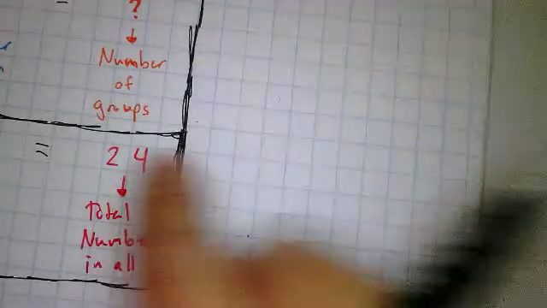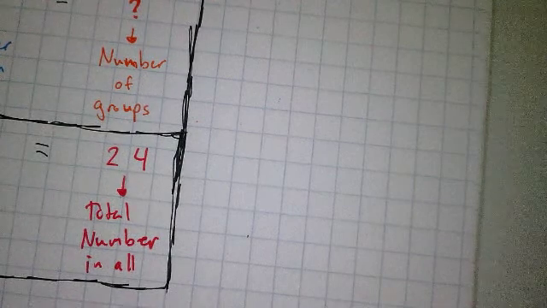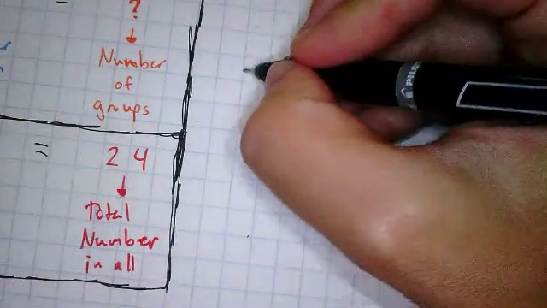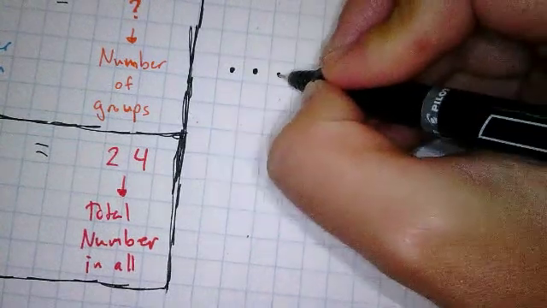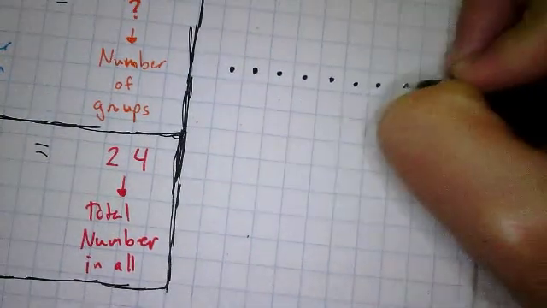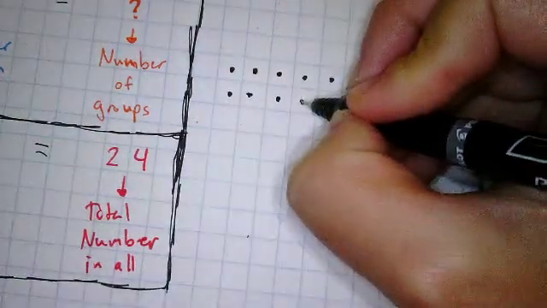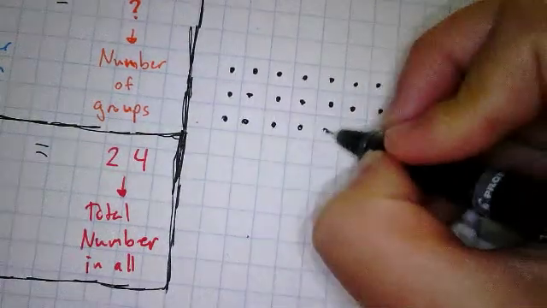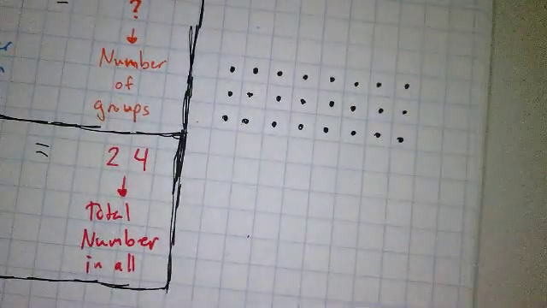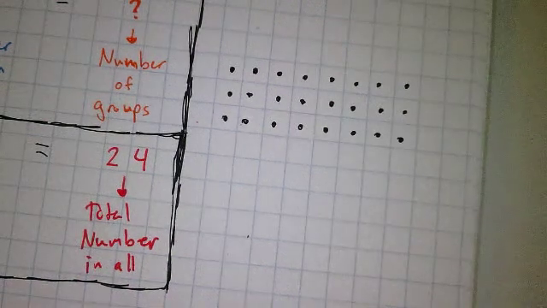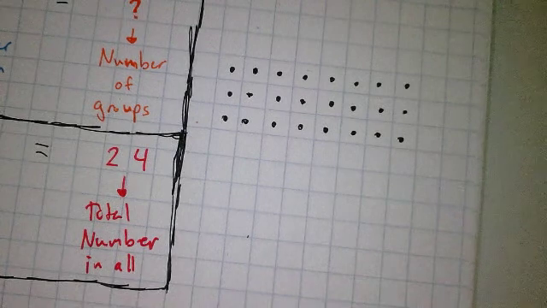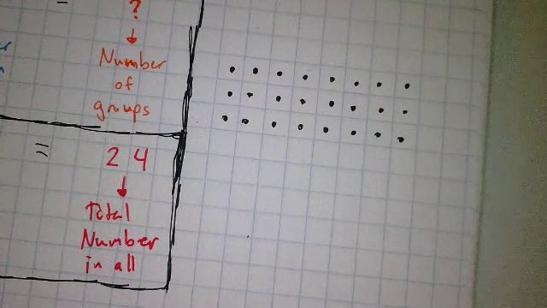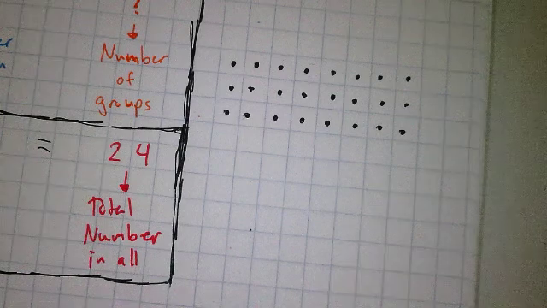So the first thing we need to do is, what's our total number in all? Henry? It's 24. So I'm going to draw 24 dots over here. 4, 5, 6, 7, 8, 9, 10, 11, 12, 13, 14, 15, 16, 17, 18, 19, 20, 21, 22, 23, 24. Now, out of these 24, how many groups am I going to have? I'm going to have 8 groups, and how many are going to be in each of those groups?